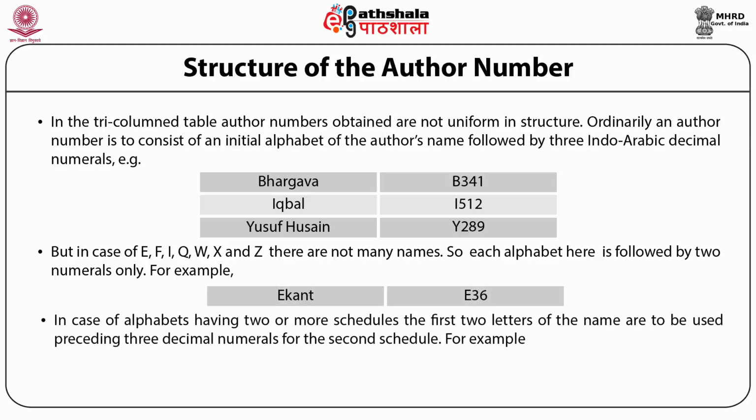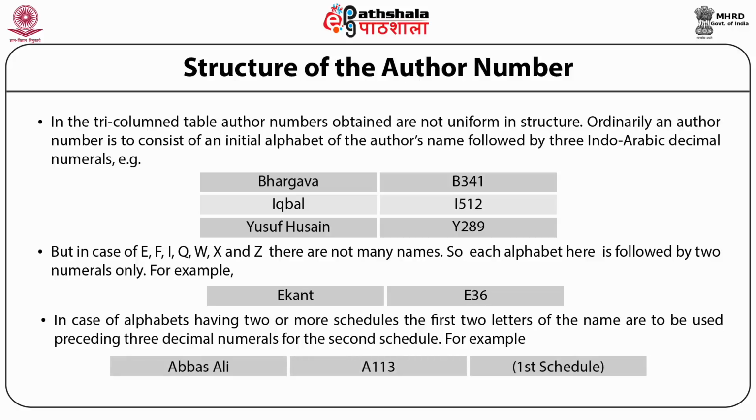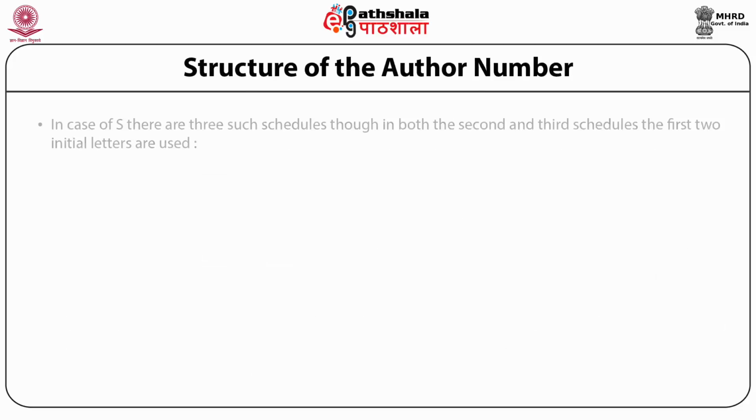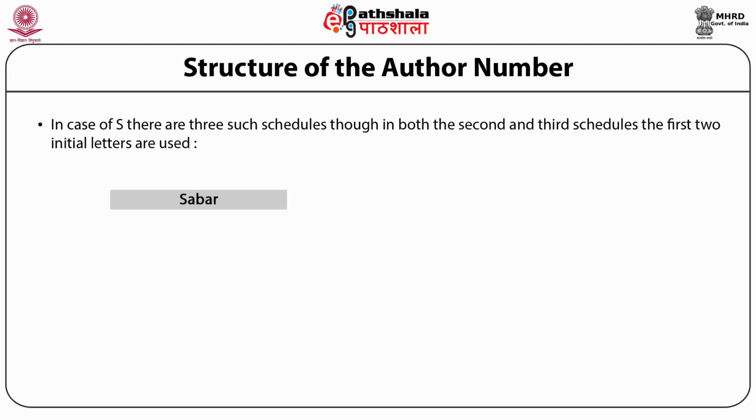In case of alphabets having 2 or more schedules, the first 2 letters of the name are to be used preceding 3 decimal numbers for the second schedules. For example, in the first schedule, Abbas Ali gets the number A113, and in the second schedule, Alag will get the number AL113. In case of S, there are 3 such tables or schedules, though in both the second and the third schedules, the first 2 initial letters are used. For example, Sabr will get the number S121 in the first schedule.